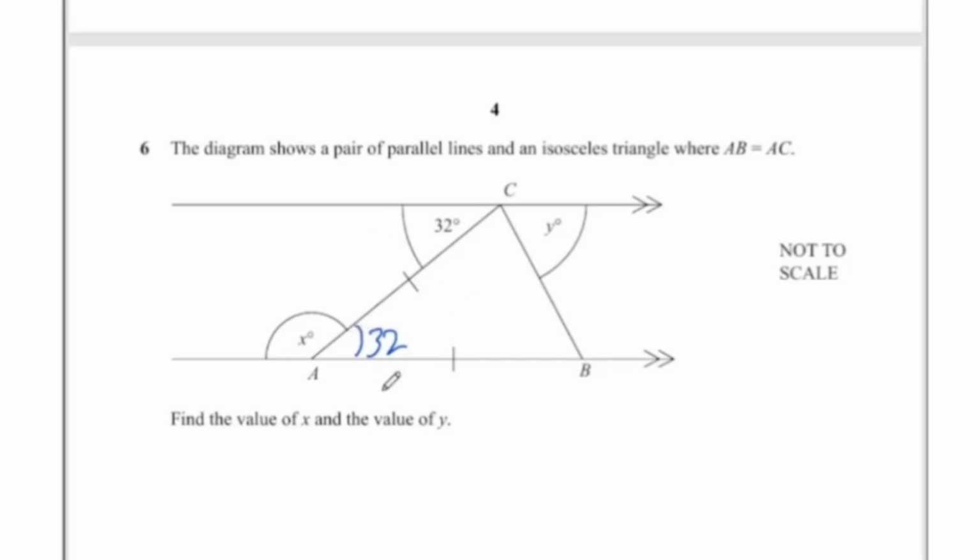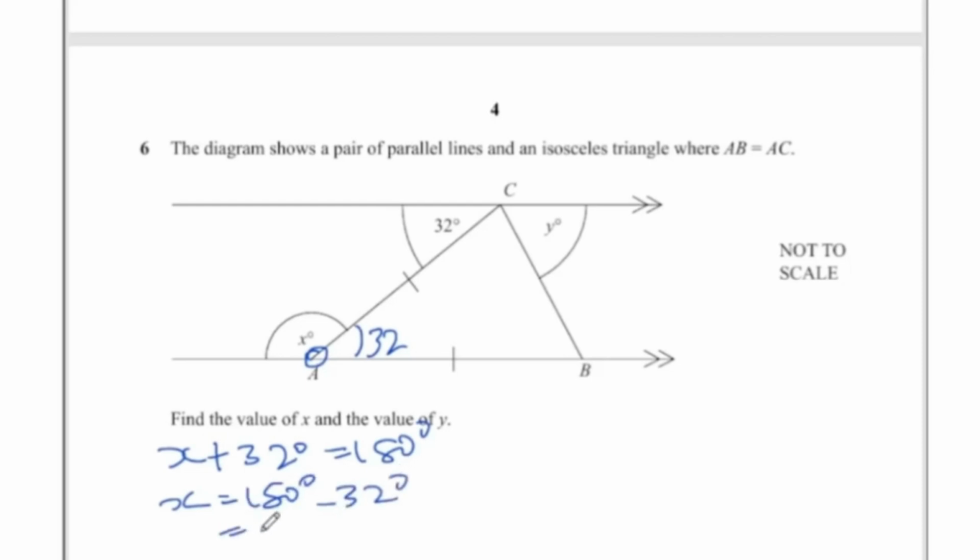Now x, this is a straight line. The sum of angles at a point on a straight line is 180 degrees. So x plus 32 degrees is equal to 180 degrees. So x is equal to 180 degrees minus 32 degrees, which gives us 148 degrees. So x is 148 degrees.